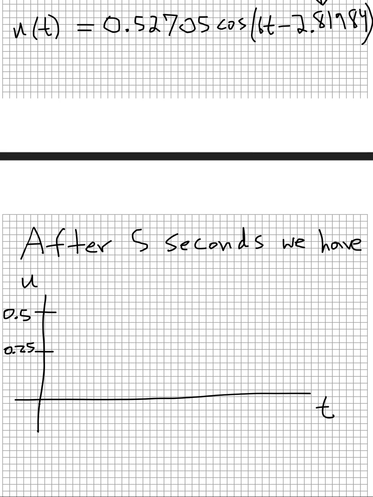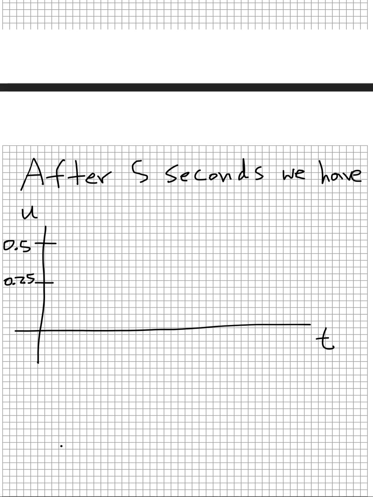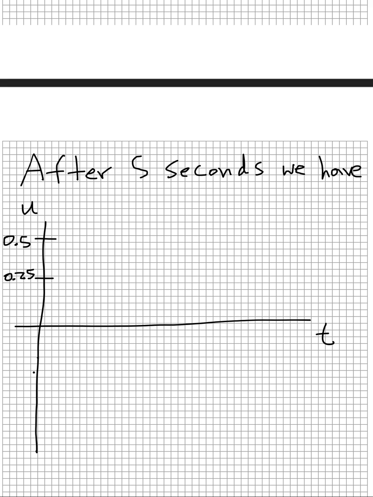We can go down a little bit more here. We can have a negative 0.25, and we can have negative 0.5. The way displacement works here, time-wise, we have 1 second, 2 seconds, 3 seconds, 4 seconds, 5 seconds. And so it's going to come up here and then come back down.